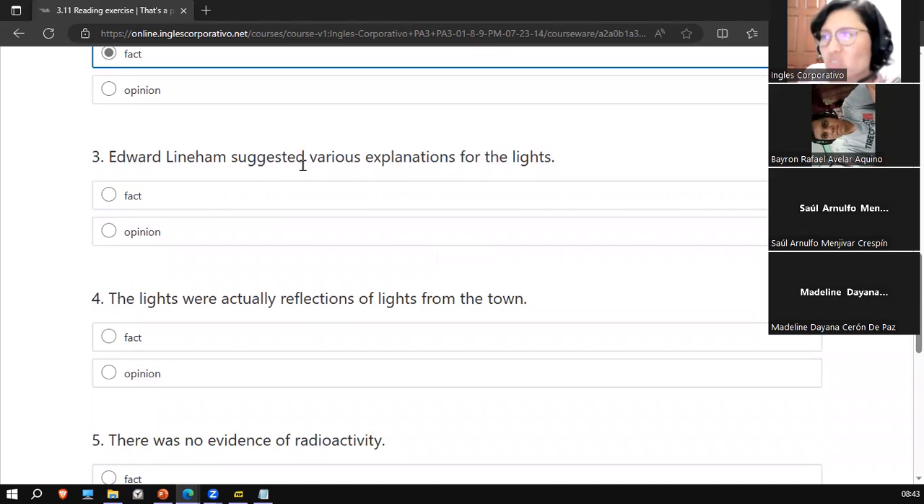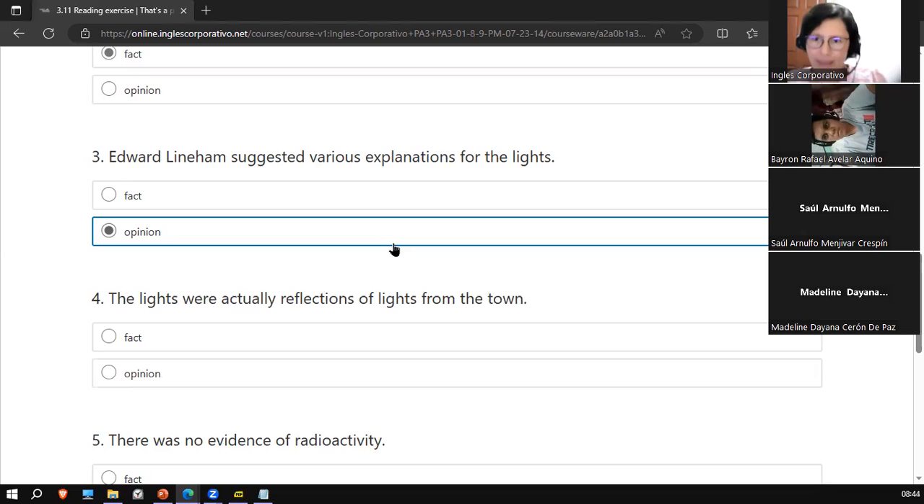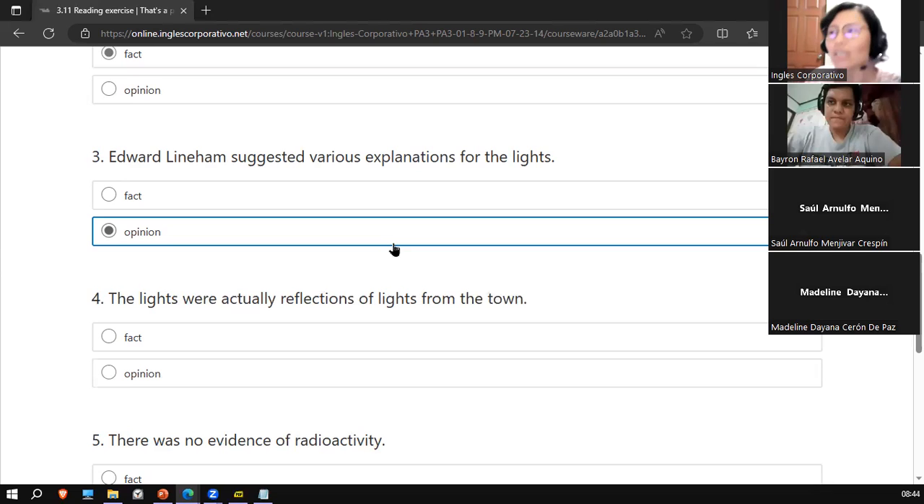Edward Limeham suggested various explanations for the lights. Facts or opinions, guys? What do you think? For me, it's opinion. Exactly, because he suggested, right? So I think this could have been this, or this might have been that, right? Because he didn't know for sure. No sabía en realidad qué. But he offered suggestions. So he provided his opinions.